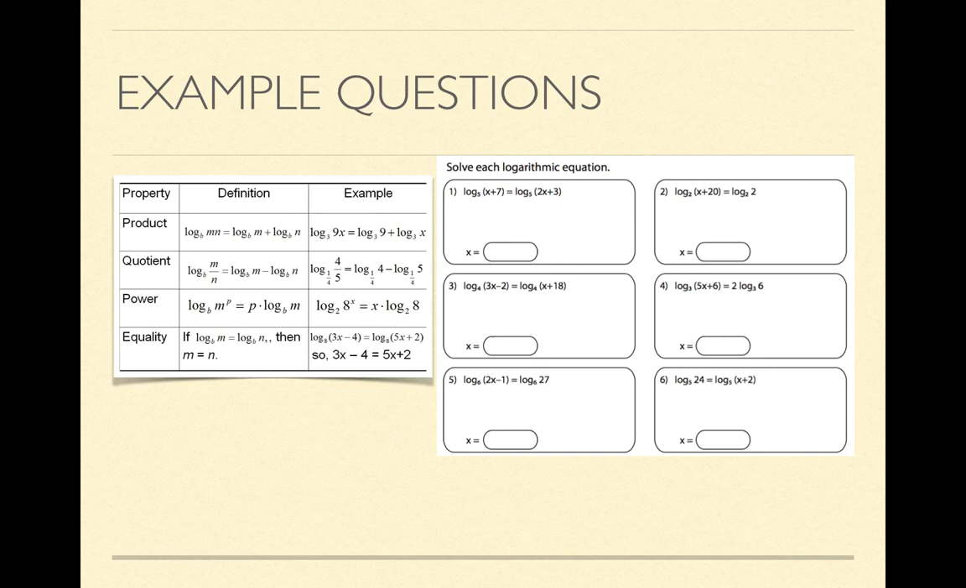So log of 3x minus 4 to the base 8 is equal to log of 5x plus 2 to the base 8. Now you have log to the base 8 on both sides. You can cancel those off. You're just getting the antilog to the base 8 on both sides, so that cancels those off, in which case the things in brackets are equal and you can solve for x. That's the method to do those 6 questions, so pause the video and do them.